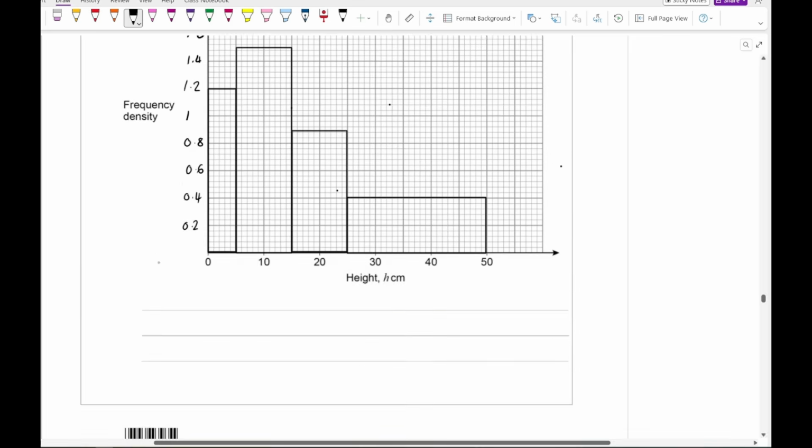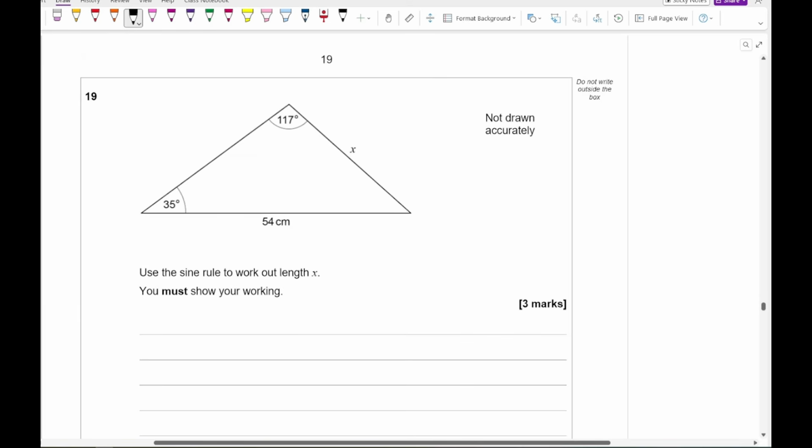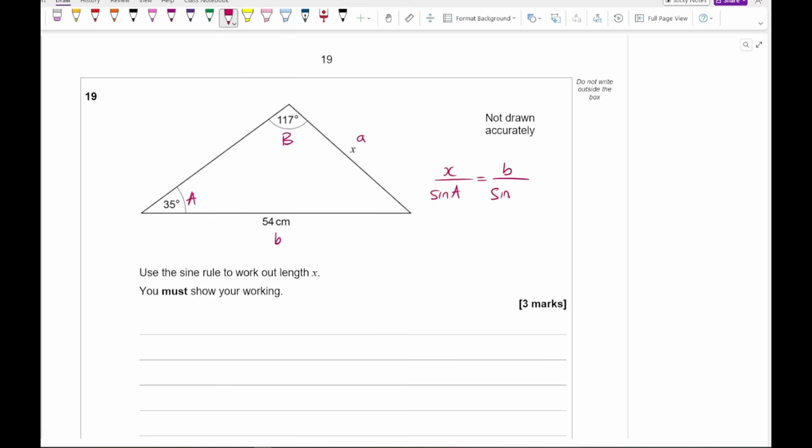Moving on to question 19, it says use the sine rule to work out the value of x. So for this, what we need to do is to label our diagram. So if I just call this A, this will be little a, and this is going to be angle B, and this is going to be little b. Now the sine rule is x over sine A equals b over sine B.